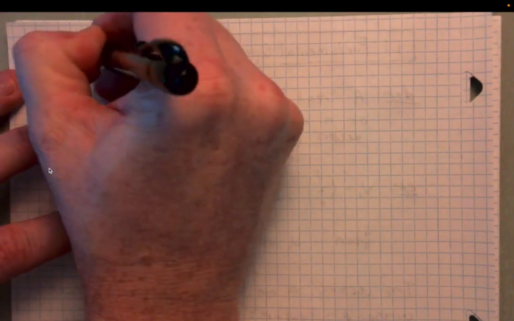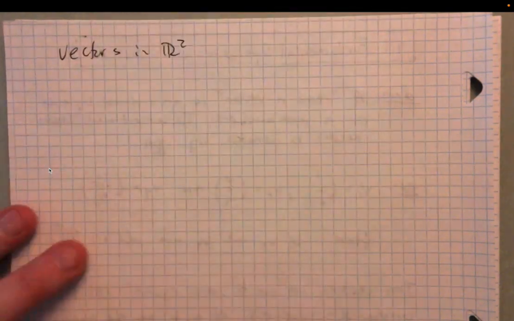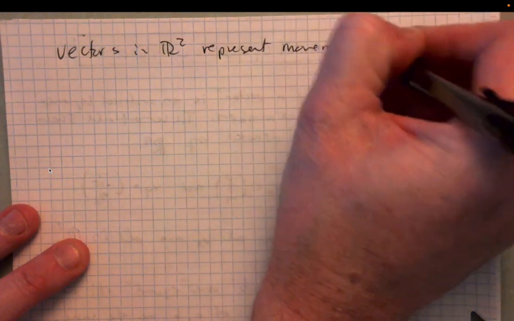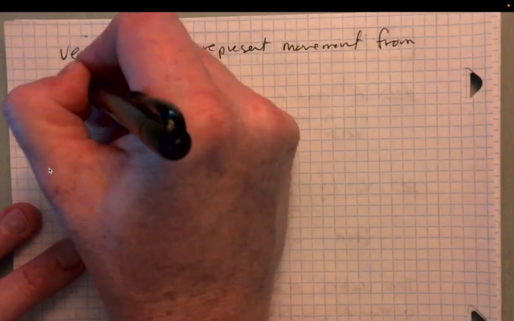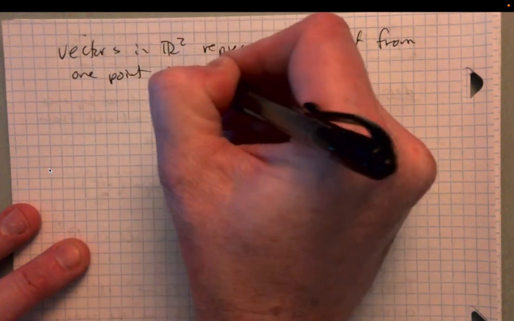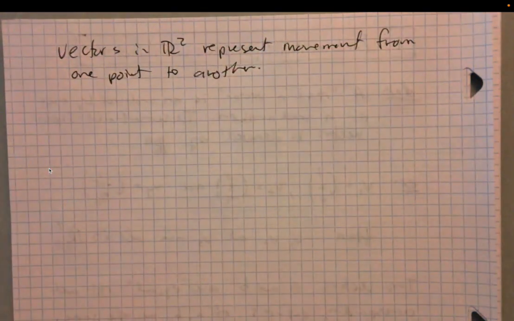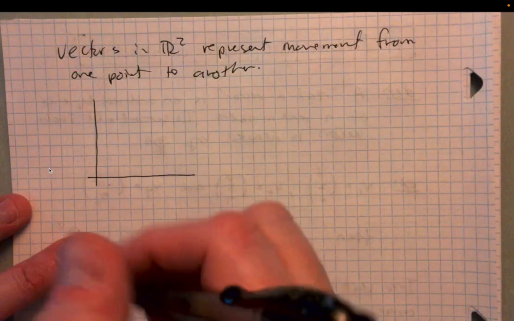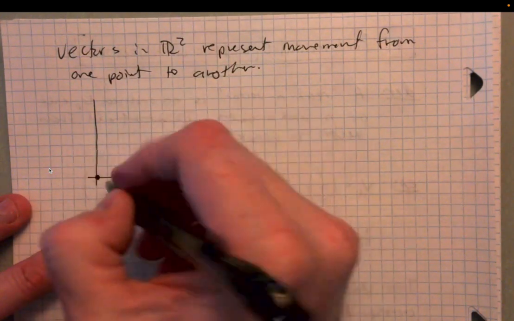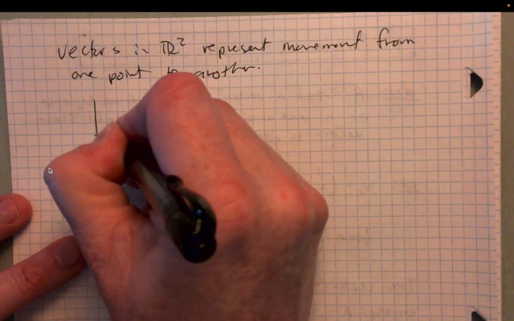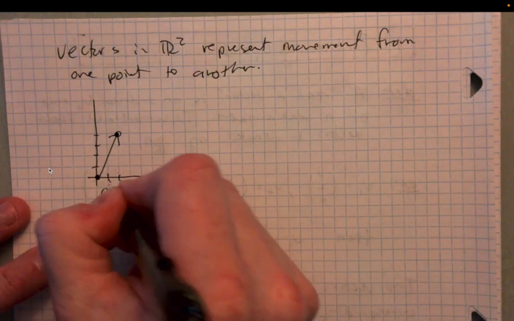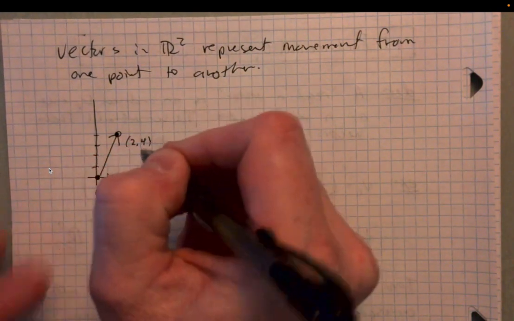Let's talk about vectors in R2. So vectors in R2 represent movement from one point to another. Okay, so let's put some vectors in the plane here. And let's draw a vector here, so we've got this vector here, right? So this is the point 0, 0, and this is the point 2, 4.